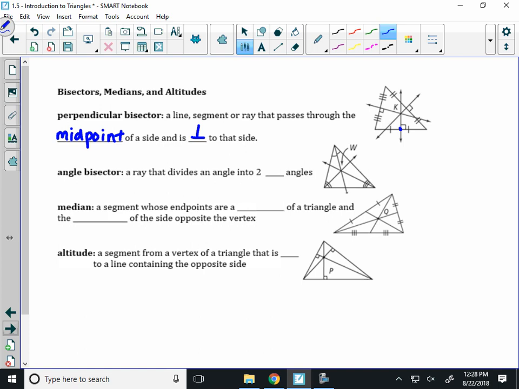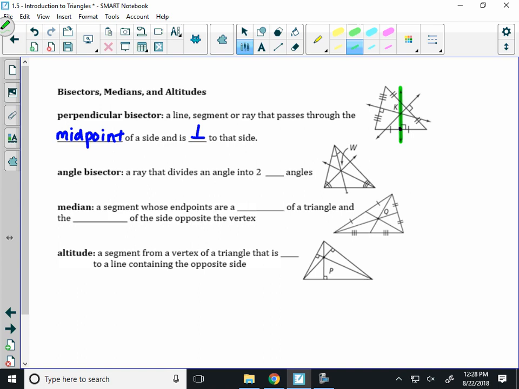So we take a look at the diagram here. You have three different lines. We're just going to focus on one. Here's this line. It's passing through the midpoint. I know it's passing through the midpoint because of these tick marks. And then I know it's perpendicular because there's a right angle. So it makes it a perpendicular bisector.